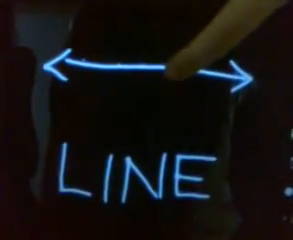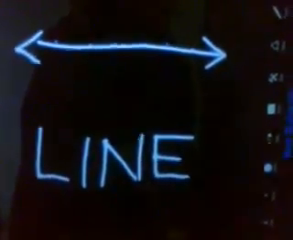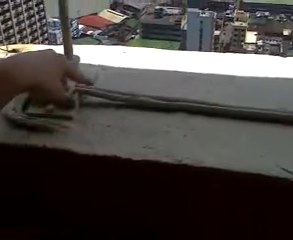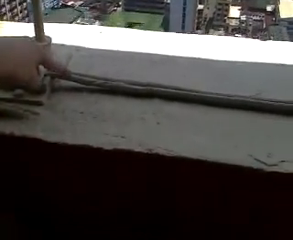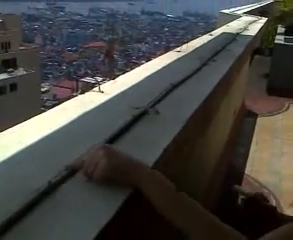A line consists of infinitely many points. It extends in both directions. It is never ending. This one is an example of a line. This is a wire. It is never ending.